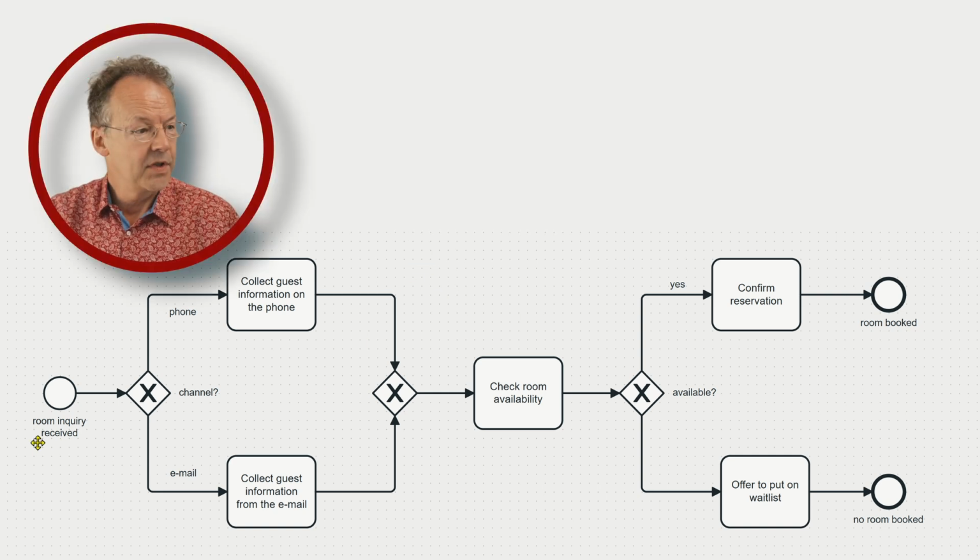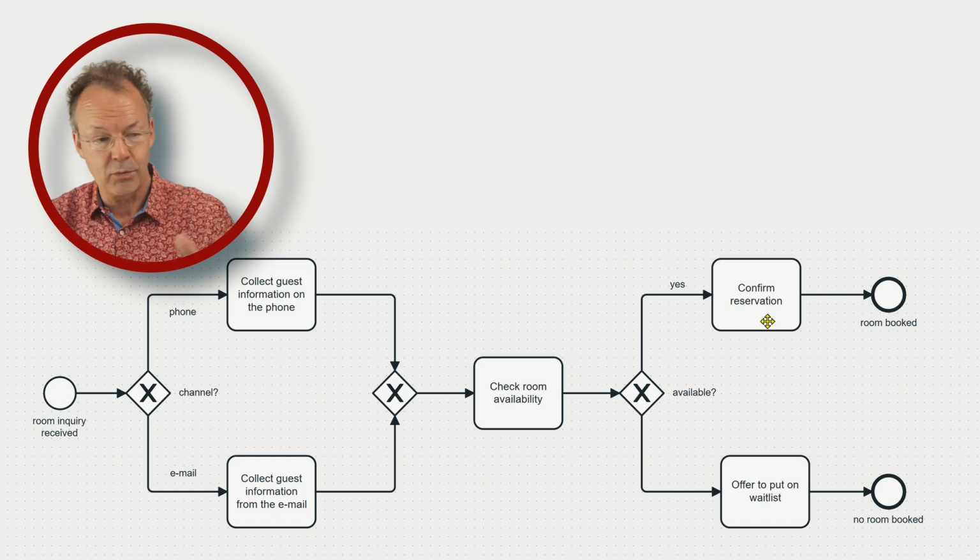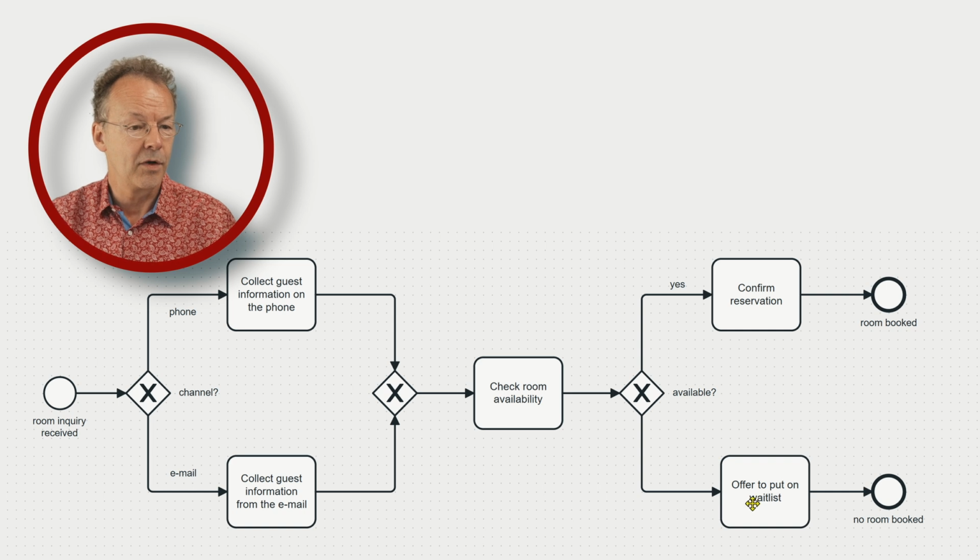So here we have a process, room inquiry received. This is at a hotel. Then there is an exclusive gateway, and we ask for the channel. It can be either phone or email. Depending on the channel, we collect guest information on the phone or collect guest information from the email. Then it gets together again, and we check room availability. If it's available, yes, we confirm the reservation. If not, we offer to put them on the wait list.